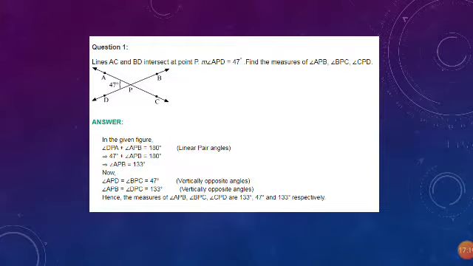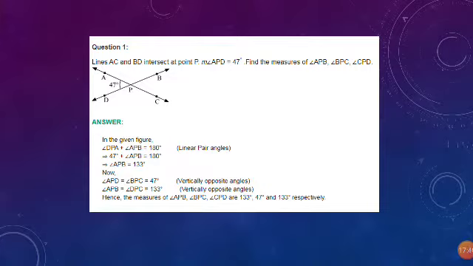Vertically opposite angles. Vertically opposite angles means the opposite angles are equal. These are the four angles around the point. Do you know? These are the four angles. So this angle is a vertically opposite angle.